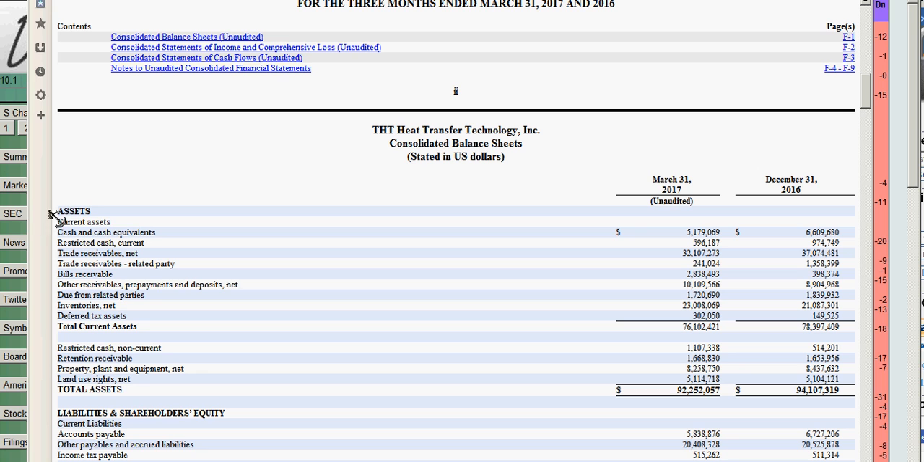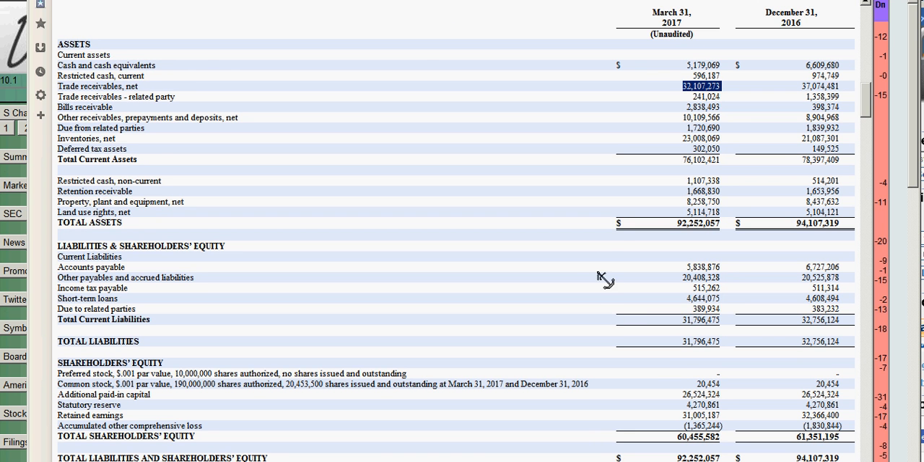But anyway, the next thing you want to look at is assets. Okay, what does this company own? And this company owns cash and cash equivalents of $5 million. And they have some other stuff here, restricted cash. They have these trade receivables of $32 million. Anyway, the bottom line on their assets, total assets, is $92 million.